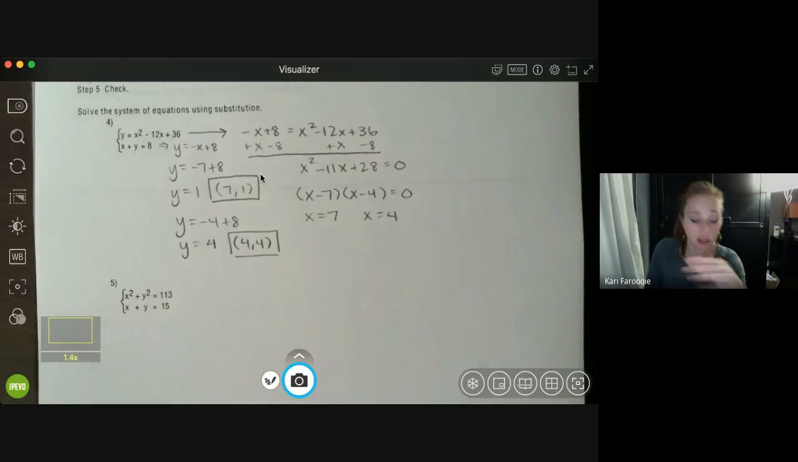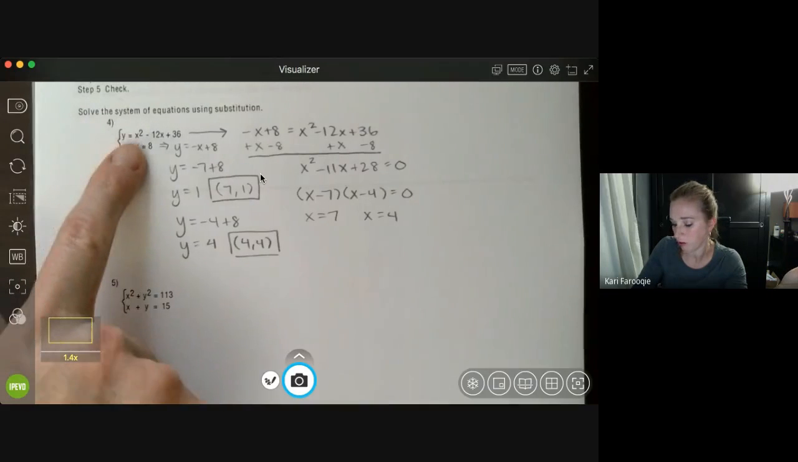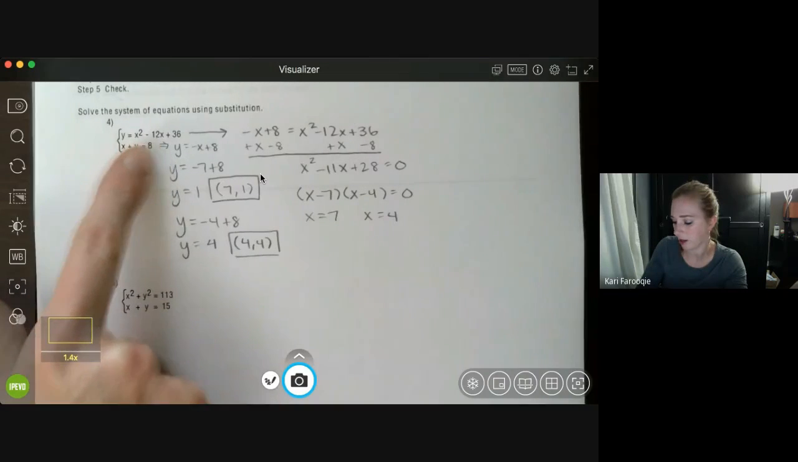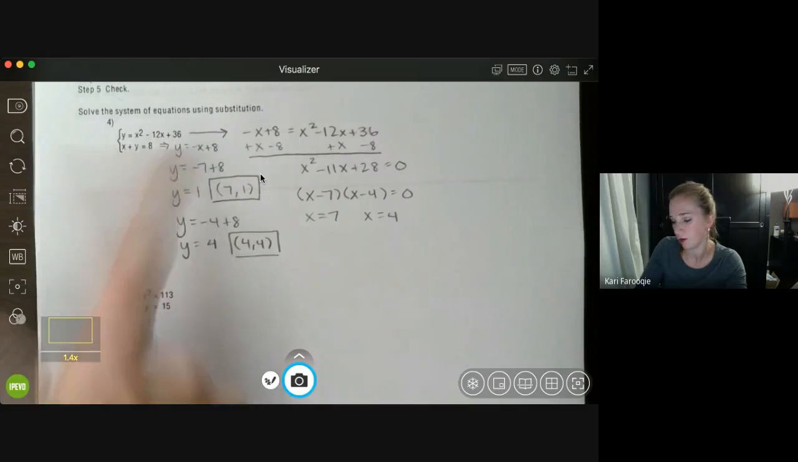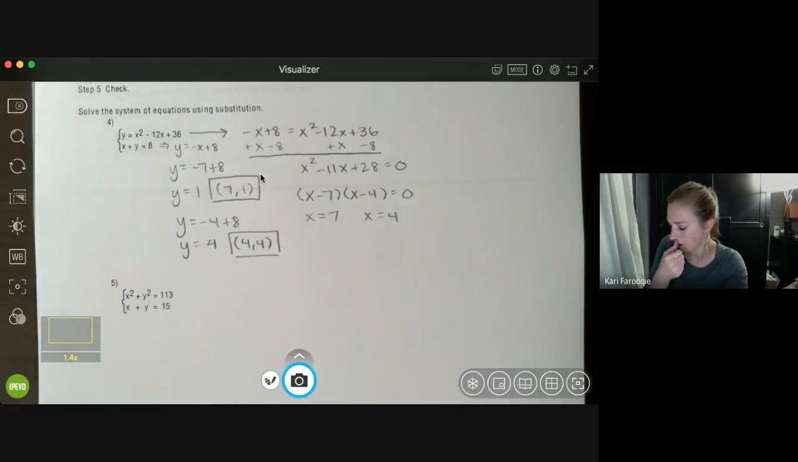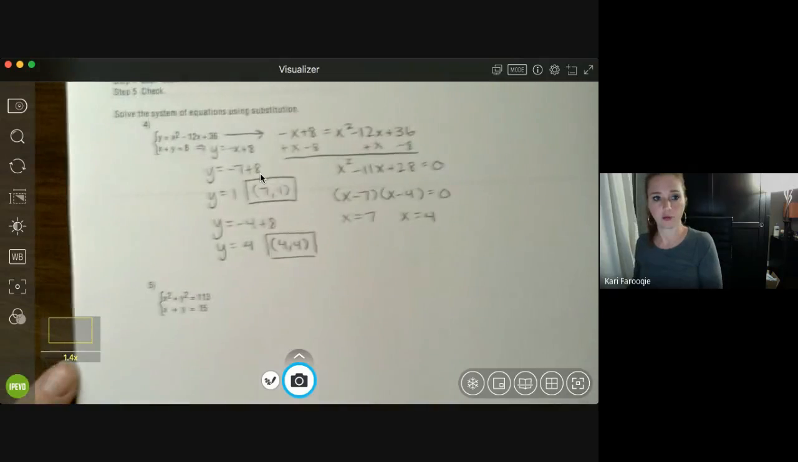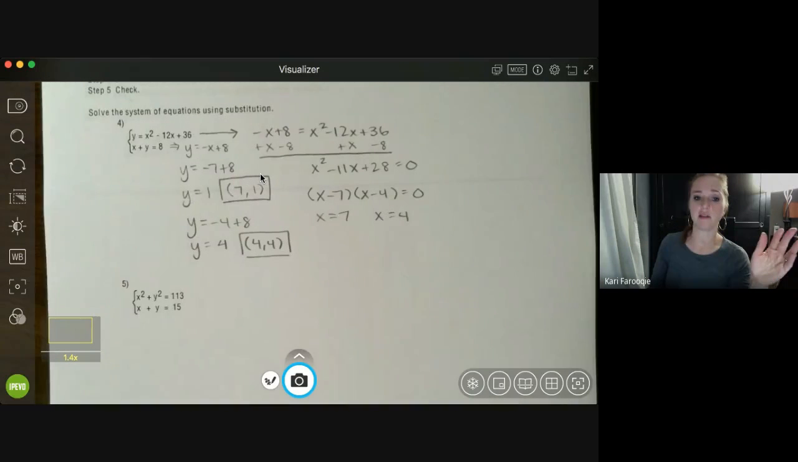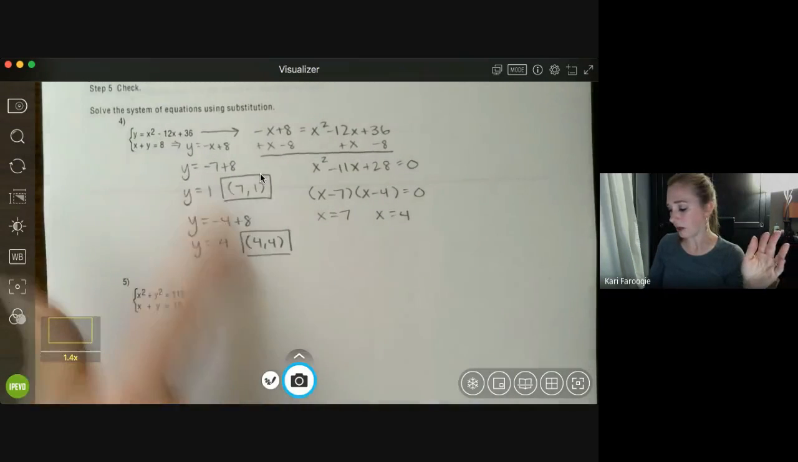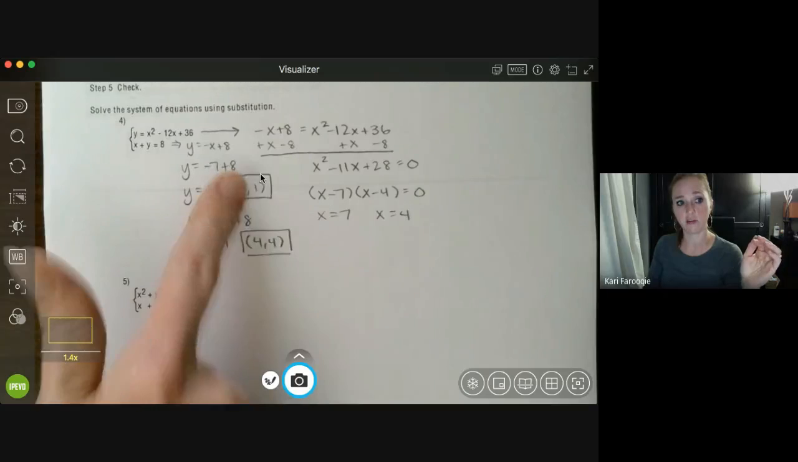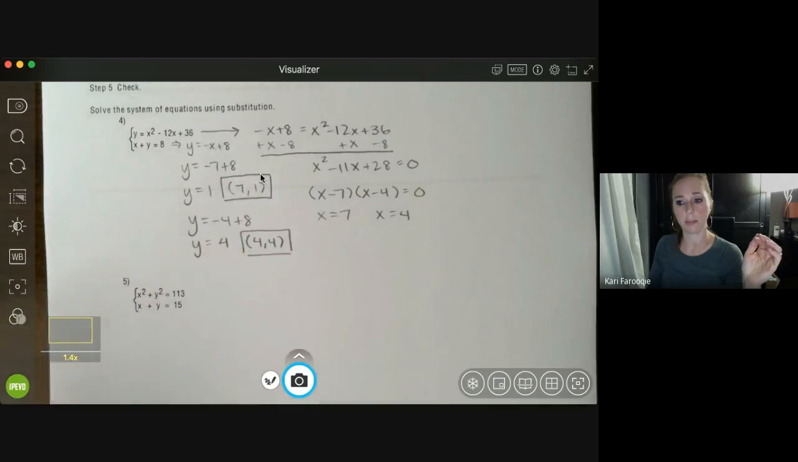Now, this is a really nice one that we can check on our calculators because we just have y equals some quadratic function in x and y equals a linear function in x. So let's go ahead and graph these in our calculator and verify these solutions. We can always check in our calculator, and that's a lot easier than actually just checking the ordered pairs. Before I do that, does anyone have a question about how I obtained these two solutions, 7, 1 and 4, 4?